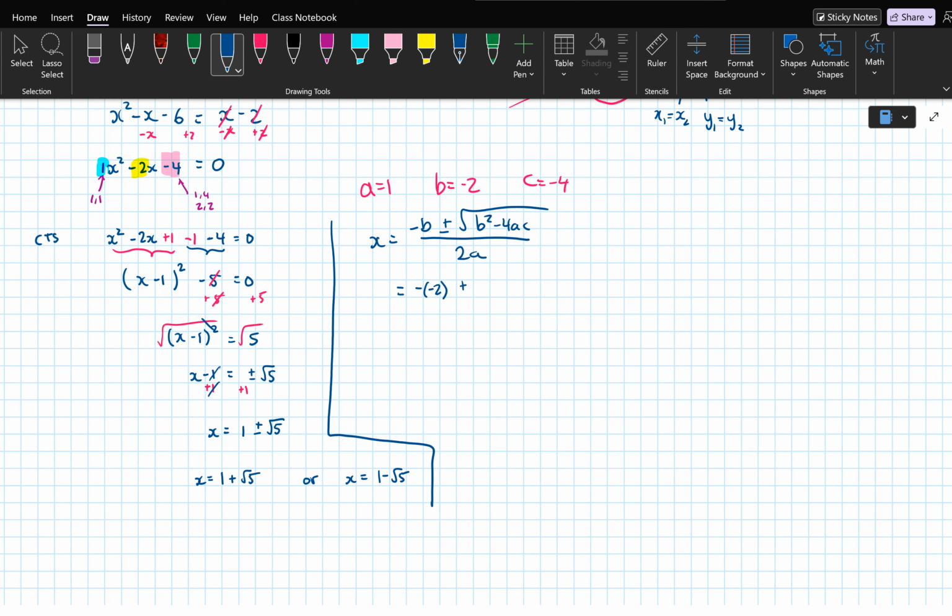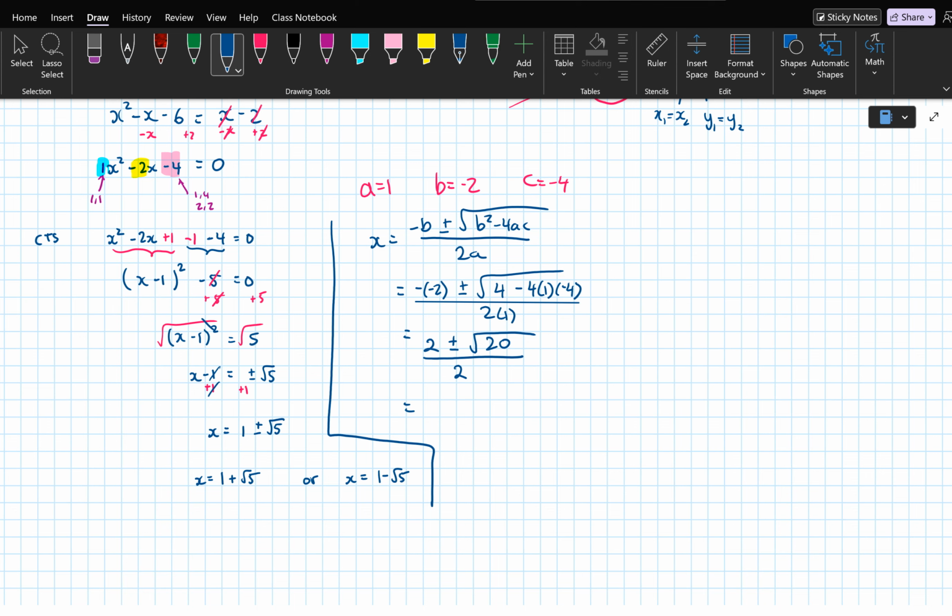If you plug it all in, you get what? Negative of negative 2 plus minus square root, negative 2 squared is 4, minus 4 times a times c, divided by 2a. I'm just going to make that line a bit neater. There we go. And that's equal to 2 plus or minus root of, what's that? Negative 4 times negative 4 is plus 16. So root 20 over 2 times 1, which is 2. I should have put a 1 there.